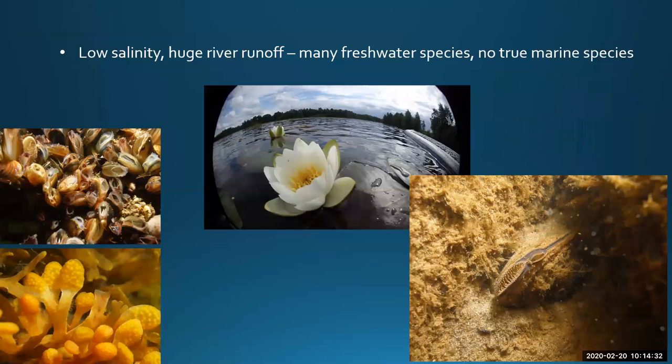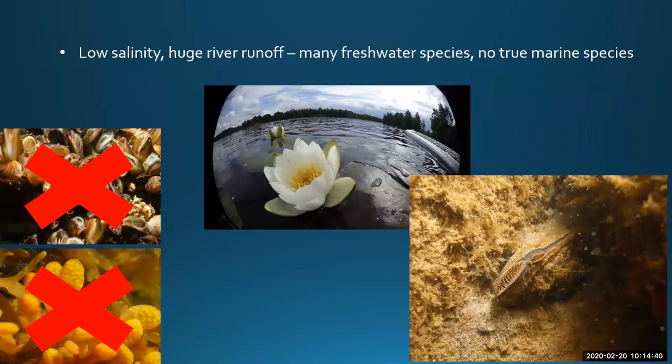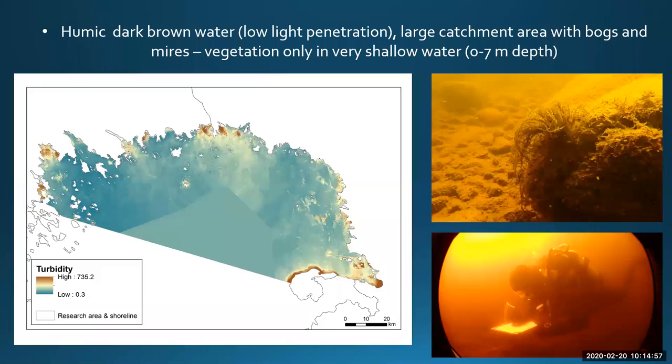Another thing about the low salinity is that we have many freshwater species, but no marine species like bladderwrack or blue mussels. We have Anodonta anatina, which is a duck mussel, which is a completely freshwater species, but we still have it out in the open in the Bothnian Bay National Park, for example.